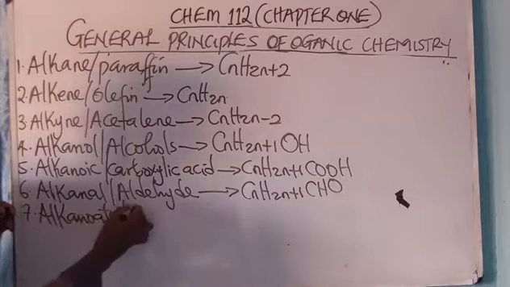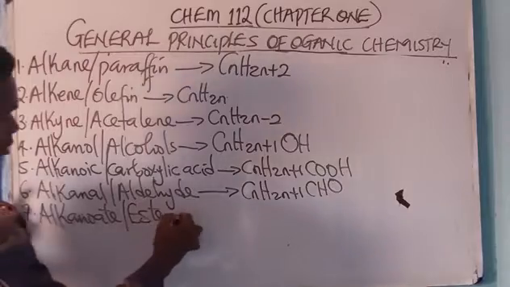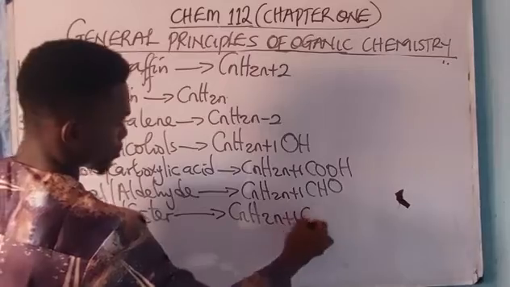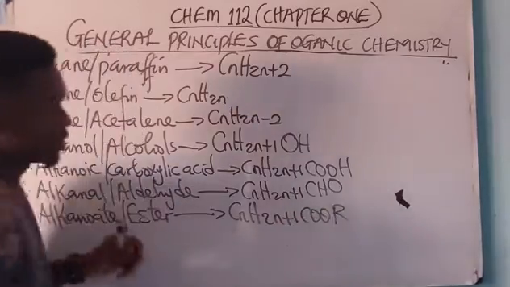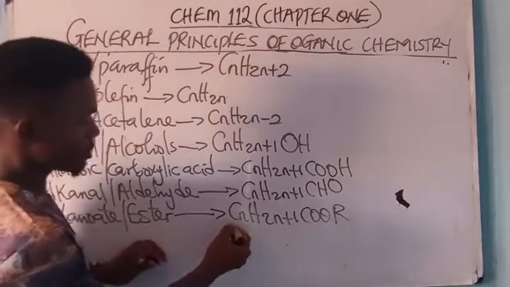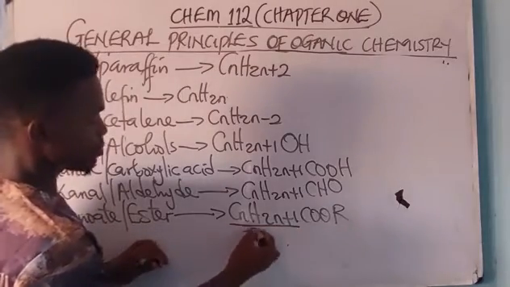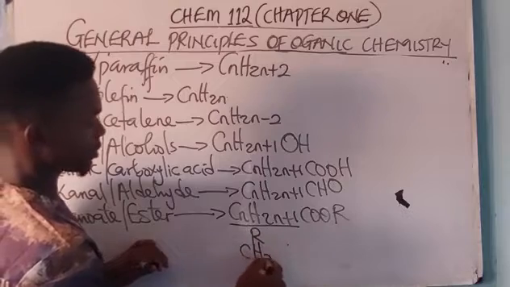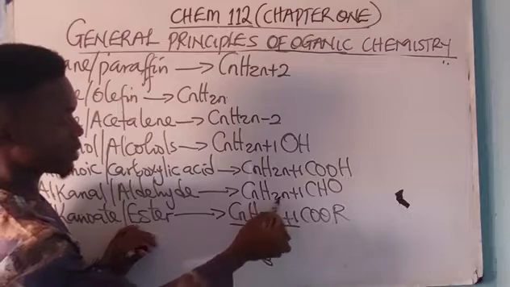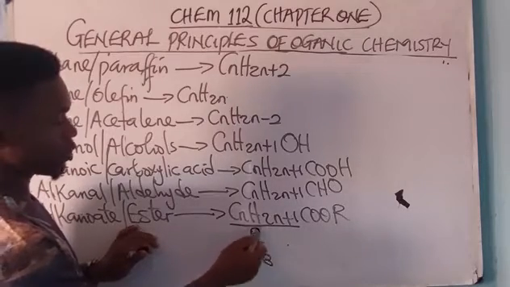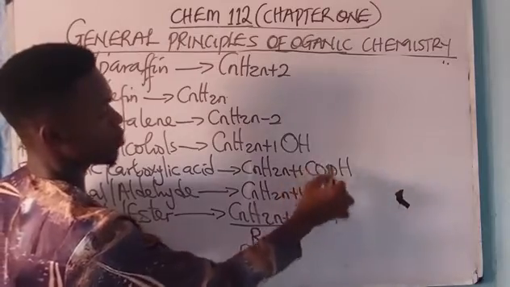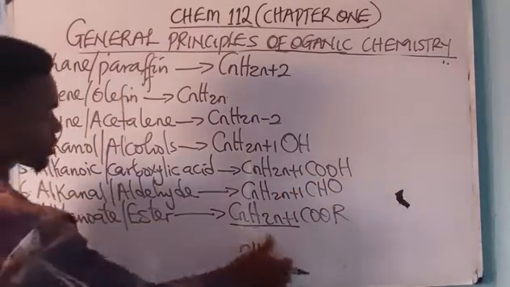Alkanoate or ester. We have CnH2n+1COOR. Now, if you sum everything together here, you are going to have a methyl group, which is CH3. So wherever you see CnH2n+1, it is the same thing. It becomes ROCOO, ROCHO, ROCOOH. So that is for that.